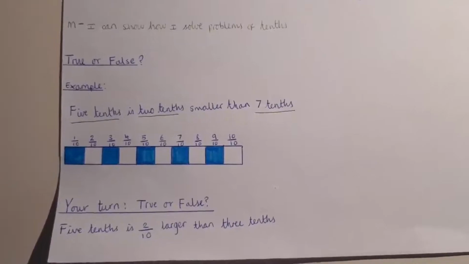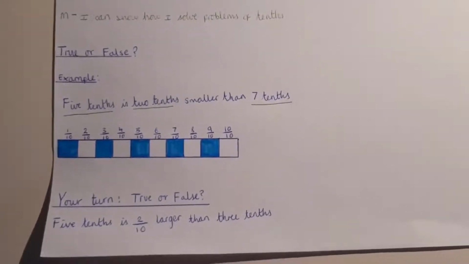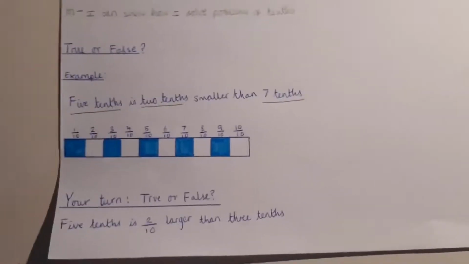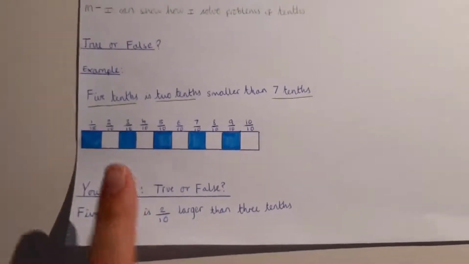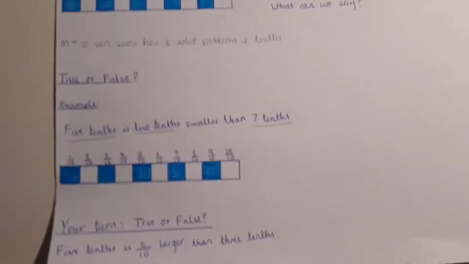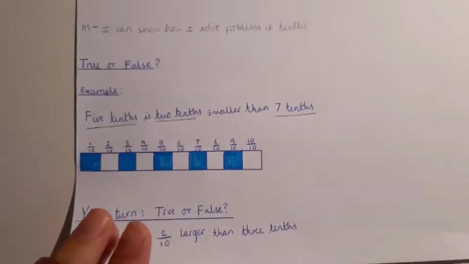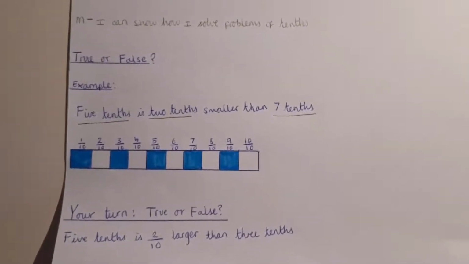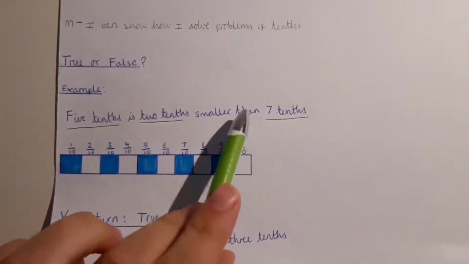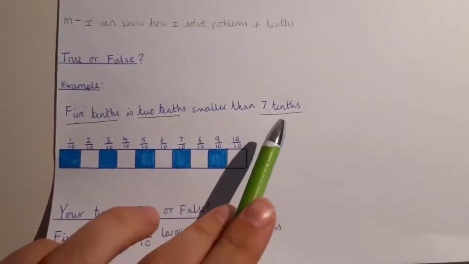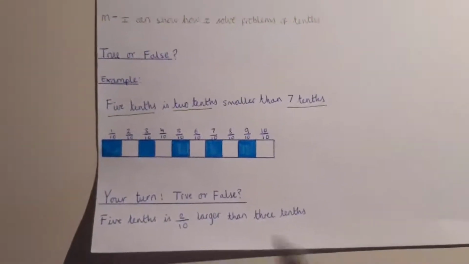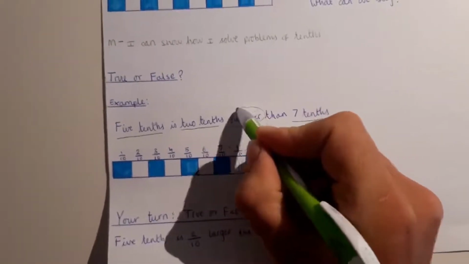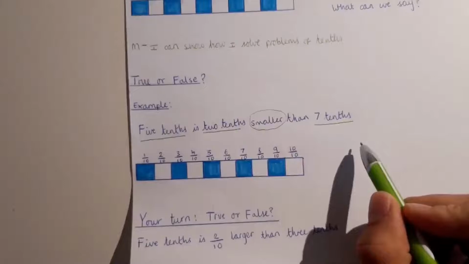So for today's mild, it is I can show how I solve problems of tenths. So we're showing how we get to our answers. So for this example, I'm going to go through one example with you and then give you one question of your own. So true or false? 5/10 is 2/10 smaller than 7/10. So we'll read that again. 5/10 is 2/10 smaller than 7/10.